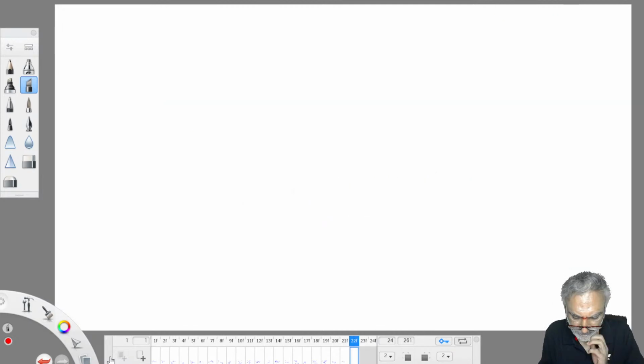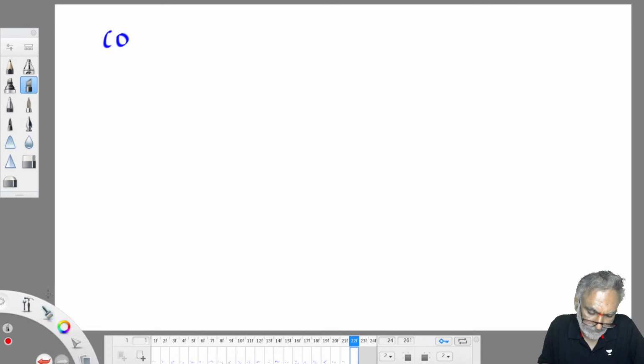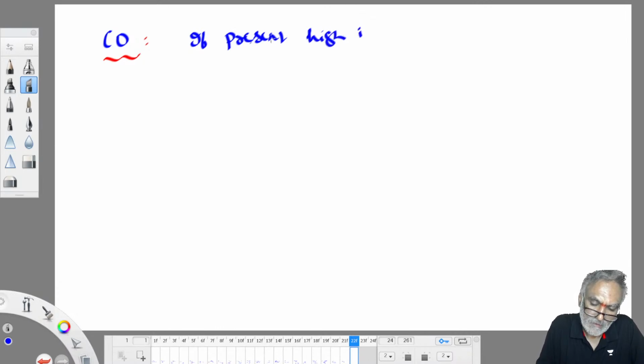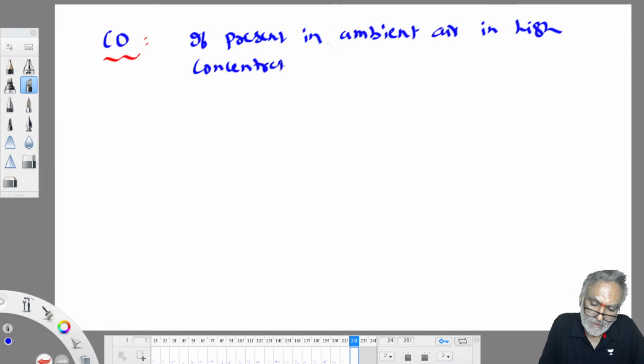Next, carbon monoxide. Carbon monoxide if present in ambient air in high concentration is a dangerous air contaminant. Small amounts present, no problem.